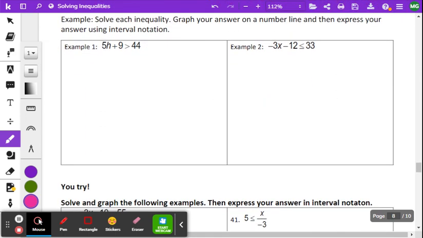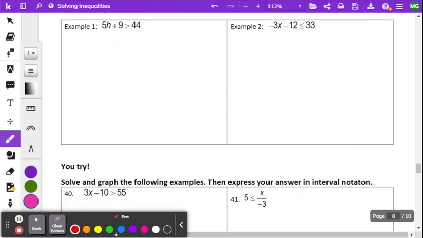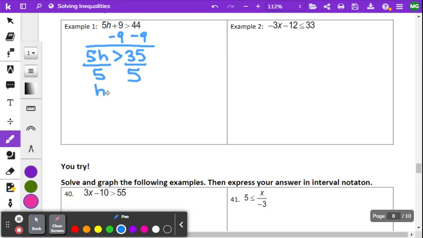So let's go ahead and let's take a look. Notice we're asking you to solve it and graph it on the number line and express it using interval notation. So a little bit of everything. So let's take a look. To solve this inequality, we are going to solve it just like an equation. So we'll subtract 9 from each side. We get 5h is greater than 44 minus 9 gives us 35. And then we're dividing by positive 5, so no need to flip anything over. We get h is greater than 7.